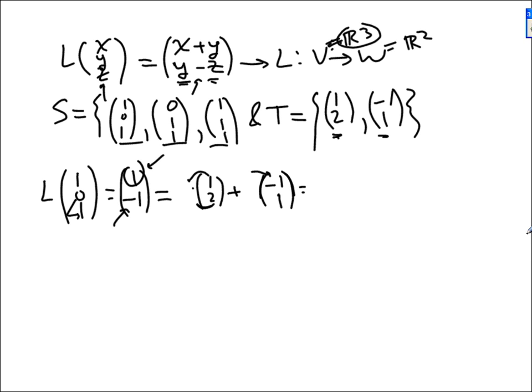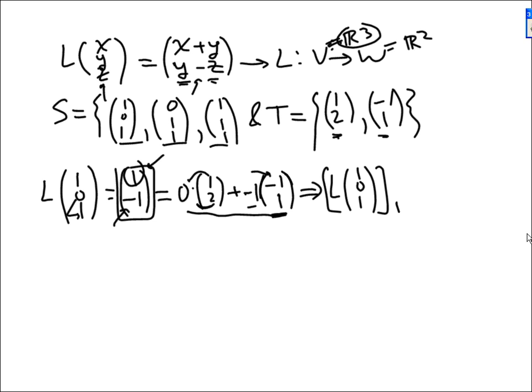What we want is, let's erase this equal sign. We want this sum to be 1, negative 1. Well, if I just multiply the second vector by negative 1, I get 1, negative 1. And I'll add on 0 of the first vector. That is, the coordinates of L of 1, 0, 1 with respect to the basis T is 0, negative 1. That's L of the first vector in the basis for V.